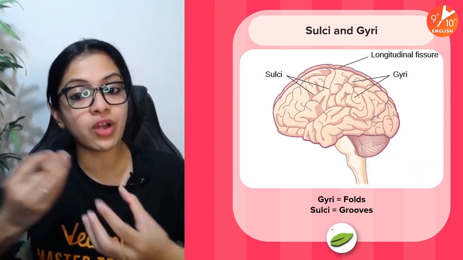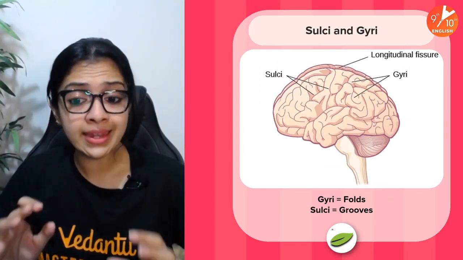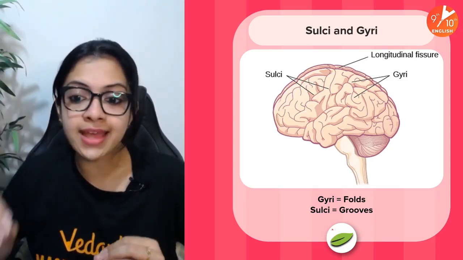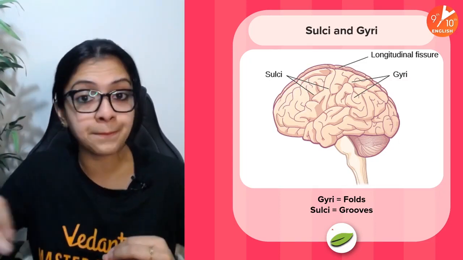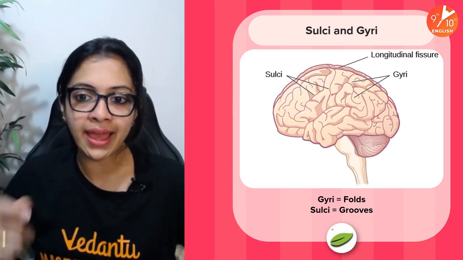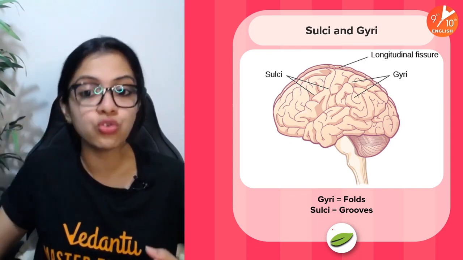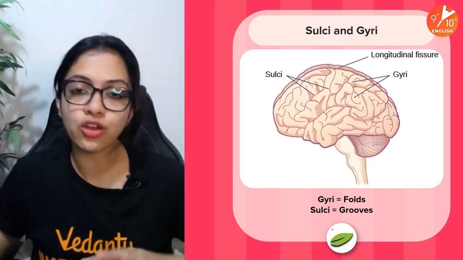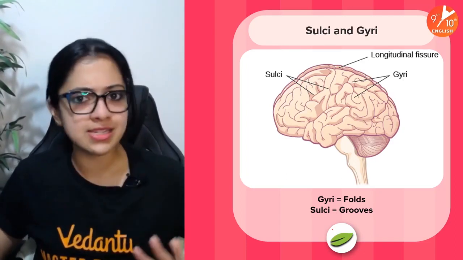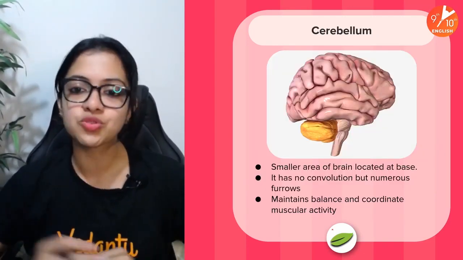And of course, structurally, the brain has got certain folds and grooves as well. The upper folds, which are called the gyri, and the depressions or the grooves, which are called the sulci. Okay, pronounce it however you would best remember the spelling. That's what matters the most when it comes to the writing part.